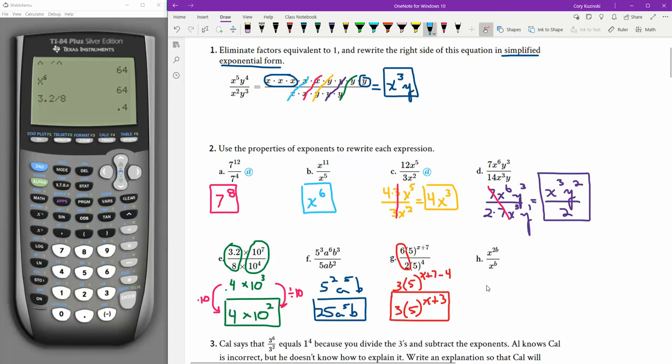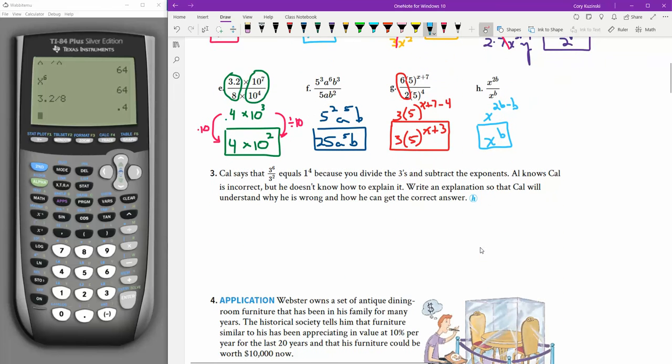One more. Same base, x. What do we do with the exponents when we're dividing numbers of the same base? We subtract them. And in this case, 2b minus b is just 1b, or b. So that's x to the power of b.